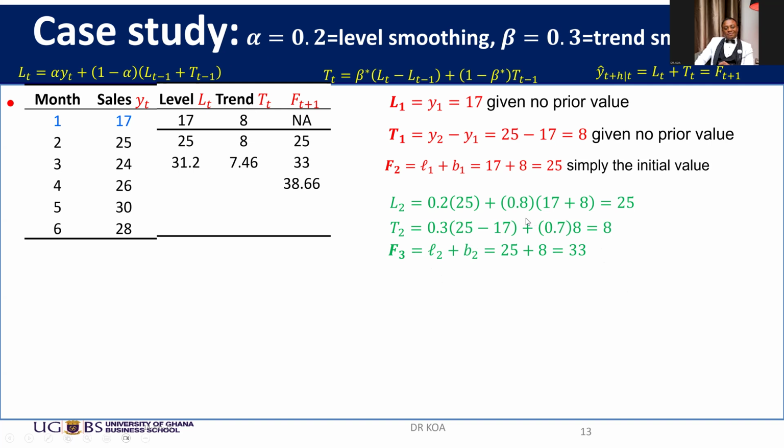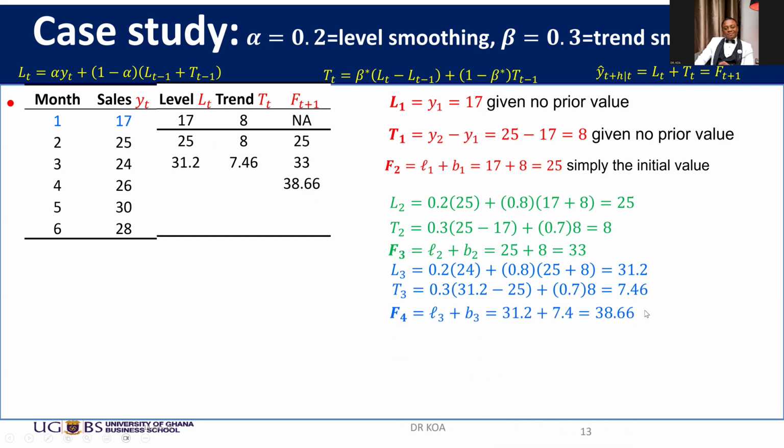All right. So if you do all of that, you're going to get that value. The L3 is here. If you find the L3, you're going to get 31.2. That's the one at the top here. Then you find the LT3, you're going to get 7.46. That is here. Now you can add the two together, and that will give you the forecast for period 4. So we have been able to use the level for period 3 and the trend for period 3 to get a forecast for period 4. This is a forecast.